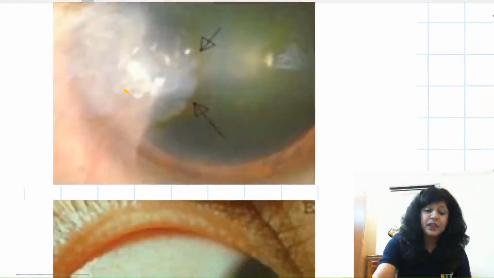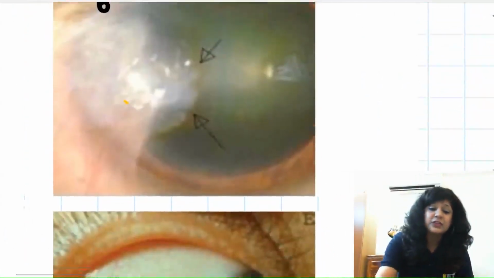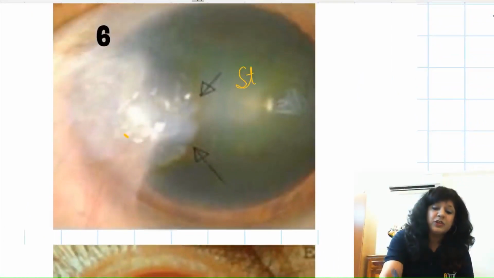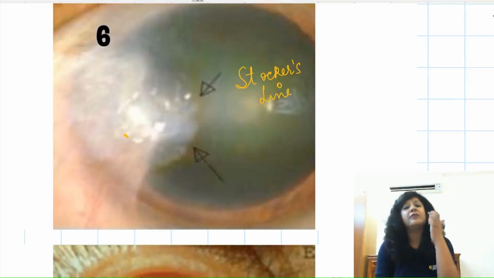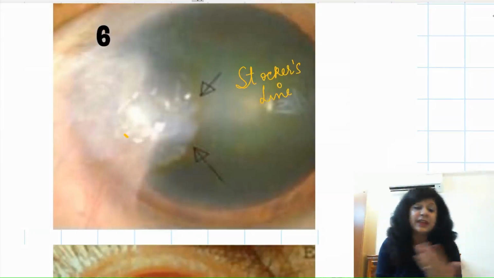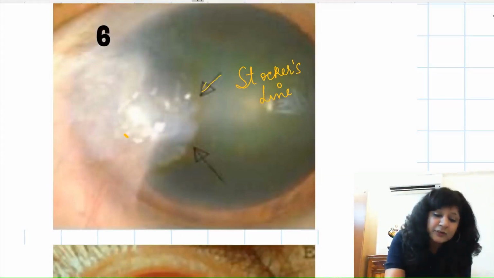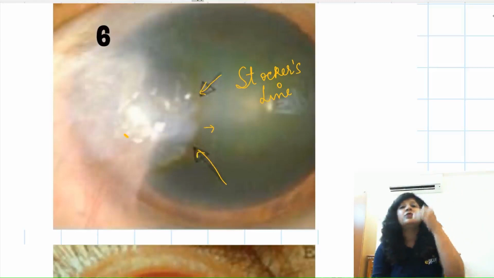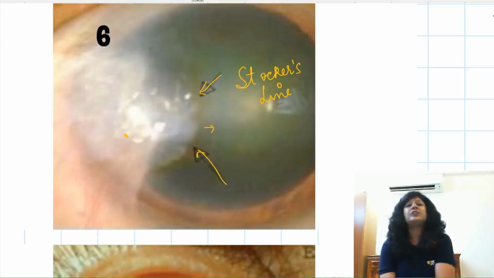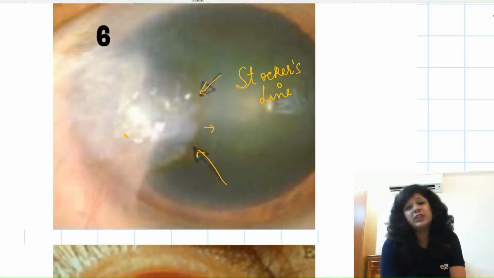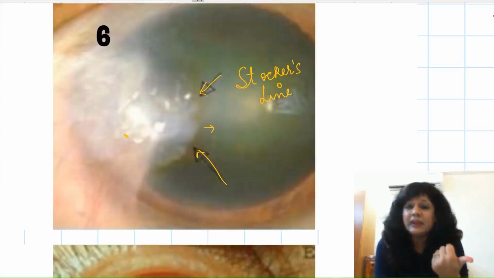Then another important thing is the Stocker's line that we get here. These are again very fancy of the examiners, like we have the KF ring, we have Fleischer's ring, we have Stocker's line. Stocker's line, can you see in front of this arrow, we have got a brownish, very thin line. This is due to the iron deposition which is present anterior to the apex of the pterygium. This is called Stocker's line.